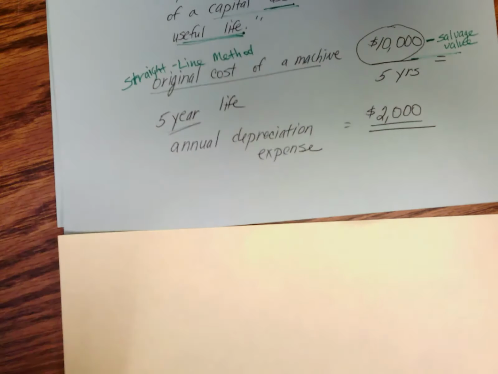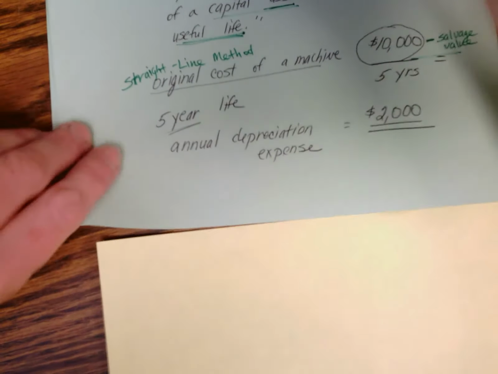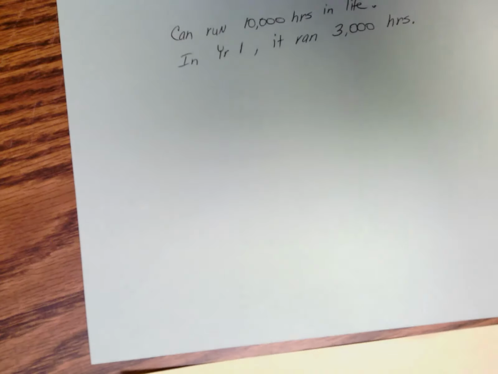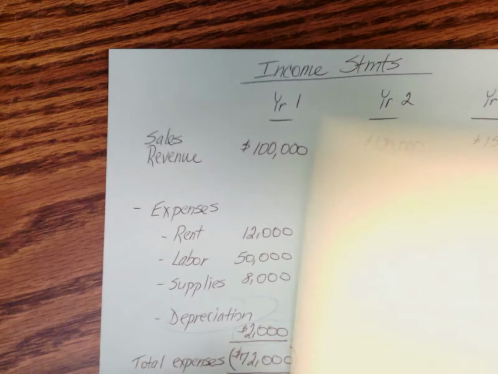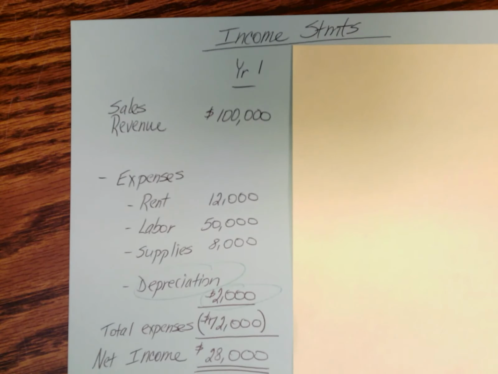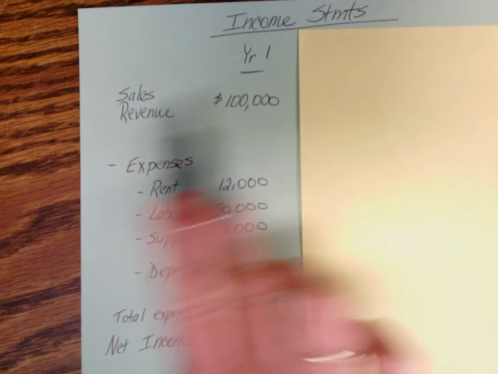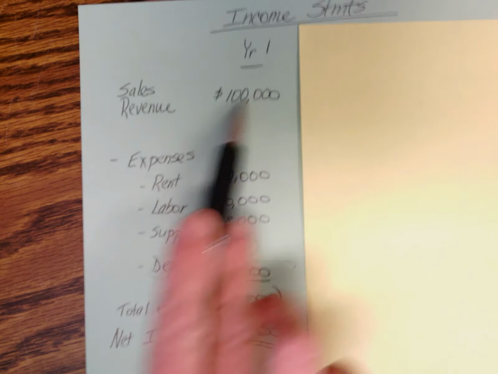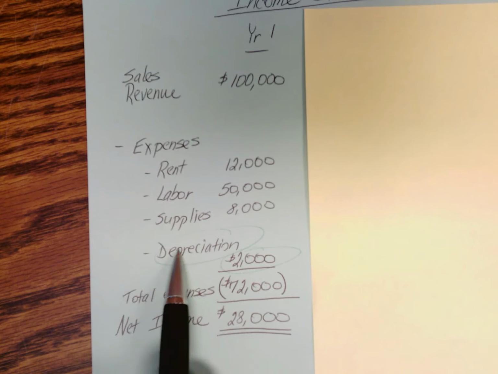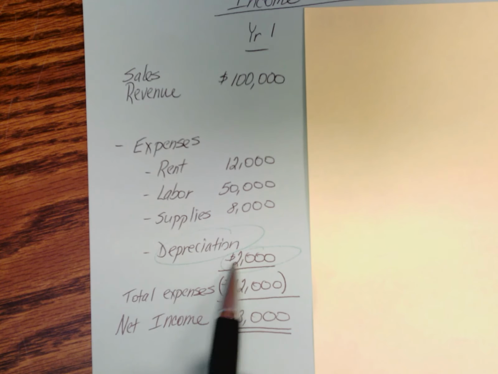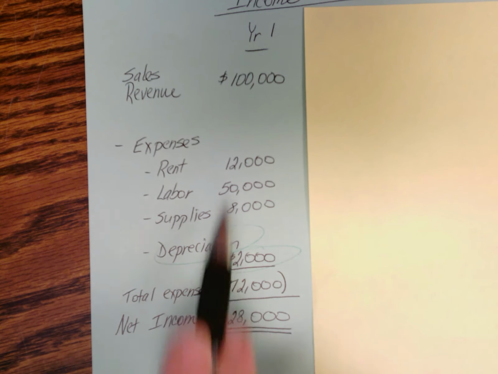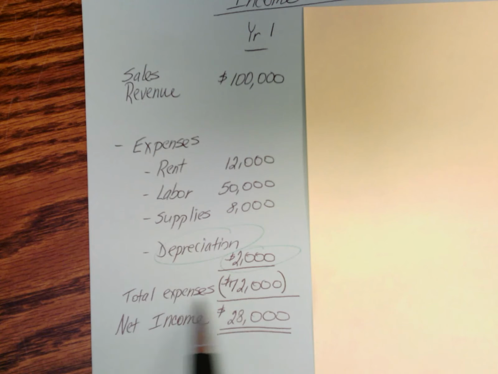Depreciation expense then is an expense on the income statement. So let's just take a real quick look at an income statement. We'll get back more to this later on, but just simply to show you where that depreciation expense comes in. Here's an income statement for year one, sales revenue, minus a whole bunch of expenses, including depreciation expense. There's our $2,000 right there on the company's income statement. So sales revenue, $100,000 minus all the expenses, here $72,000, gives this company net income of $28,000.